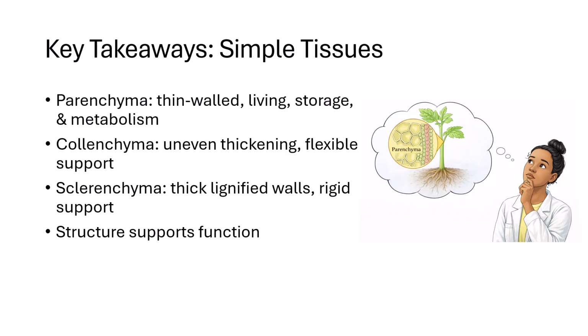This activity demonstrates how different simple tissues are specialized for different roles. Parenchyma provides metabolic and storage functions. Collenchyma provides flexible support in growing regions. Sclerenchyma provides rigid protective support. Once again, the central theme holds. Structure supports function, from thin primary walls to heavy lignified secondary walls.